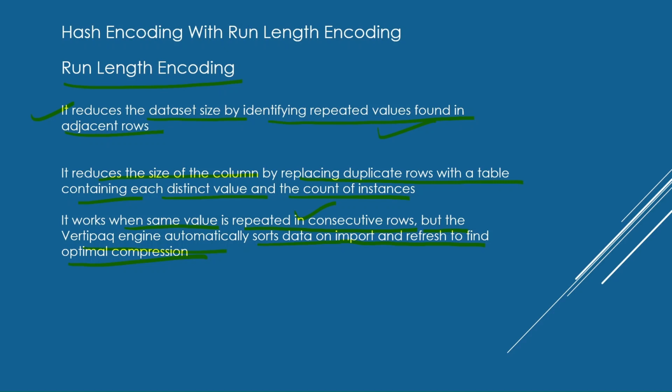But one of the prerequisites is that repeated data must be present in consecutive rows. So what Power BI generally does at the time of import is sort the data. When the data is sorted, and refreshed, it figures out the optimal compression. So when the data is sorted, the duplicates will be present in consecutive rows. And when Power BI figures out that there are duplicate rows in a particular column, it applies run length encoding to store the data at the backend.